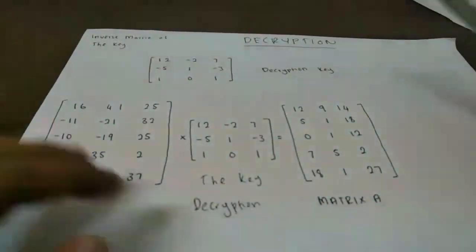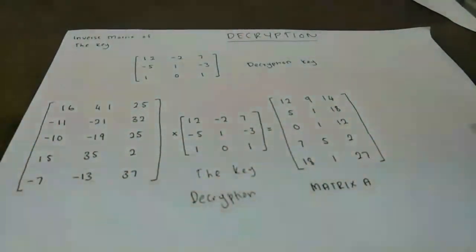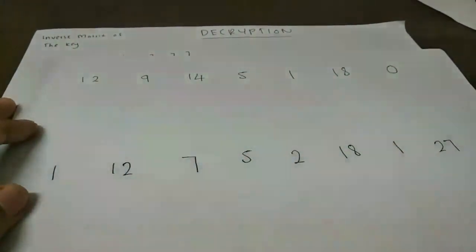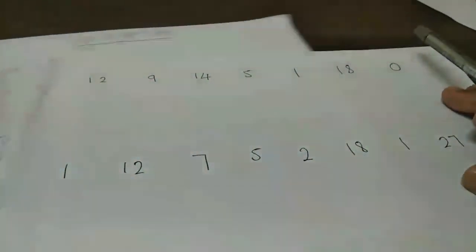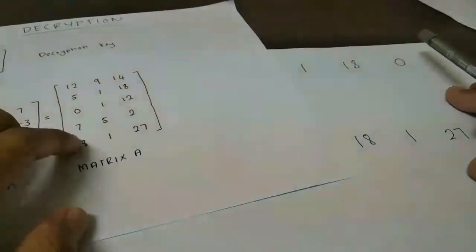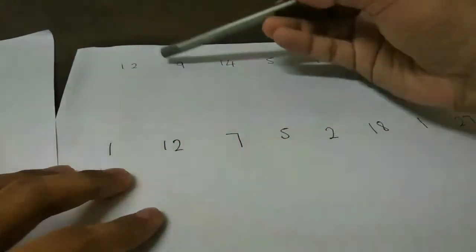So the last part is easy. We just need to arrange it into a straight line so we can translate it. So I will show you. Okay, so you just arrange it like this. Just a tip: if your matrix has 0, you just arrange it from 12, 9, 14, 5, 1, 18 until 0. After the 0, you start a new sentence, because the 0 indicates a blank space. So your message has a blank space, so you will not complicate it.